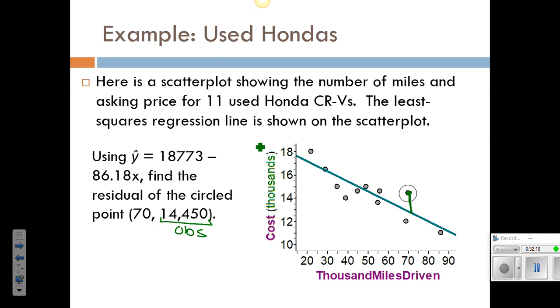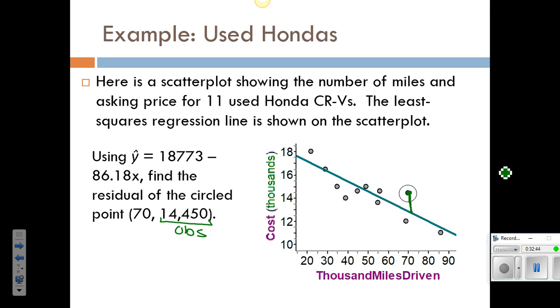So how do you find the predicted value? Plug the 70 into the regression line. Okay, so you need to plug 70 into the regression line. All right, take a couple minutes to do that.